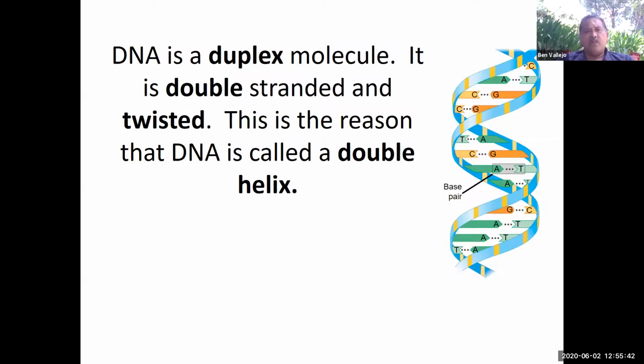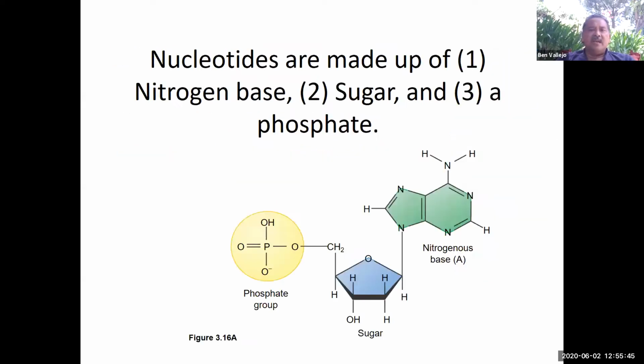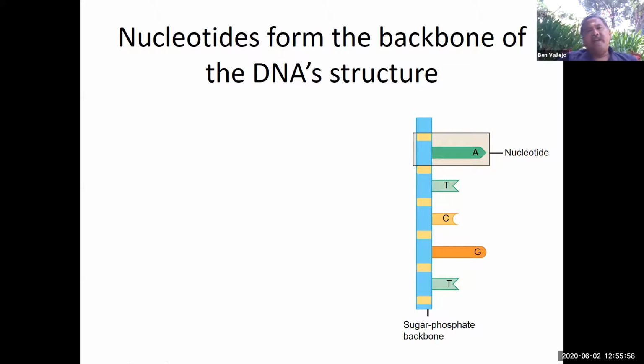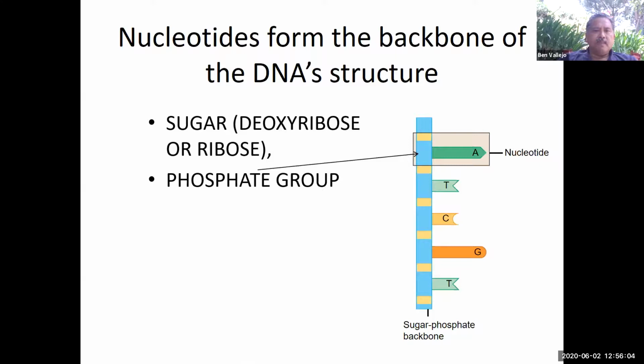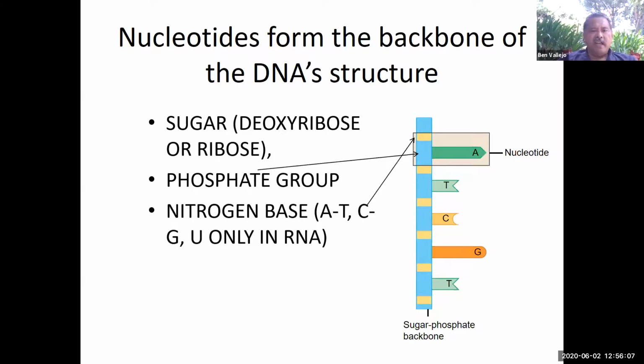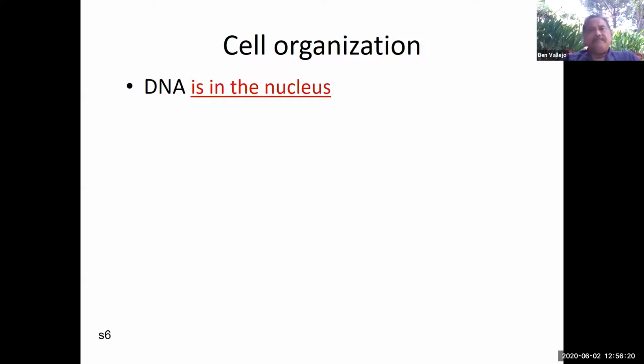Now remember the structure of DNA, it's the double helix. It's like a ladder that's twisted, it's double-stranded. And it's made up of parts called nucleotides, but the nucleotide is made up of 3 subparts itself. It's shown here: the phosphate, the sugar, and the nitrogen base. Nucleotides form the backbone of the DNA structure. You can see right there. It's those nitrogen bases which make up the DNA code, as we'll see in a little bit.